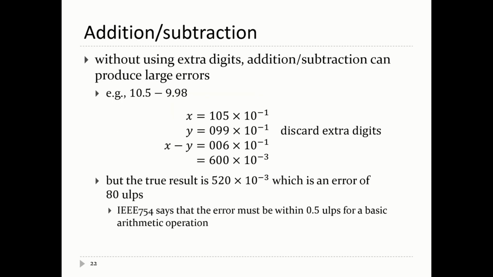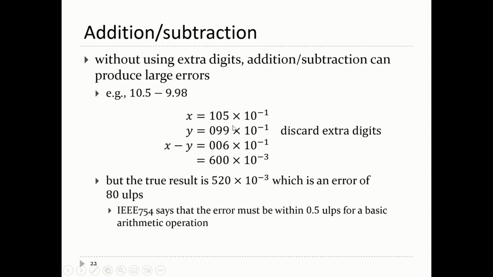Now, if you don't use extra digits, then addition and subtraction can produce enormous errors. So here's 10.5 minus 9.98. The distance between those two numbers is not big. It's only 0.57, something like that.